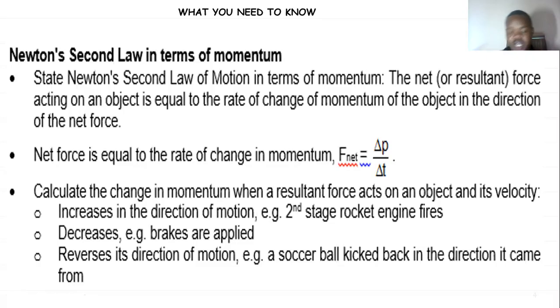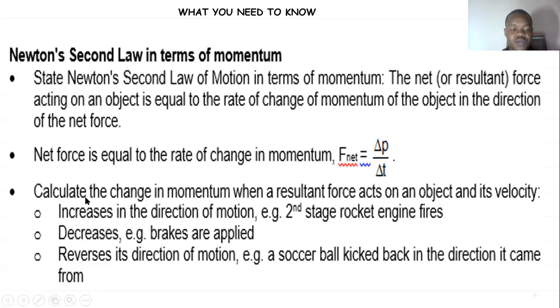Altogether, right? Then net force is equal to the rate of change in momentum, so it's F net is equal to delta P over delta t. This is basically Newton's second law in terms of momentum formulae, but that is when it is stated in words.